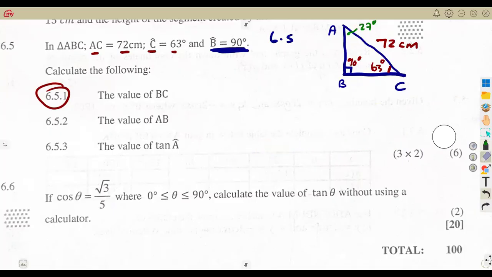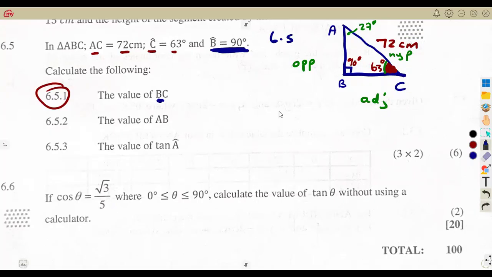Then you can even use that angle. But in this case, I'm going to use the one that we are given, this one at 63 degrees. So the first question was to calculate the value of BC. According to this angle of 63 degrees, AB is the opposite. BC is the adjacent. This one does not change. 72, guys, is the hypotenuse, the one that faces the right angle. So I need BC, which is adjacent, given the hypotenuse.